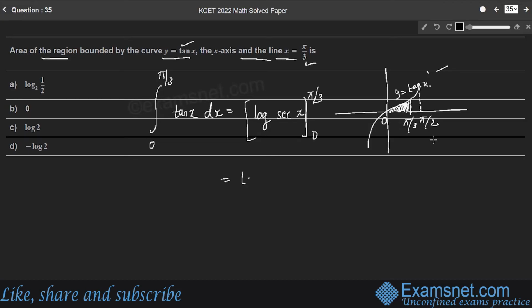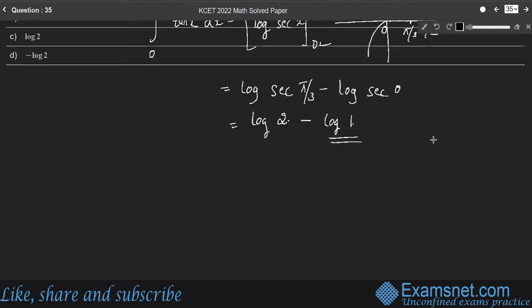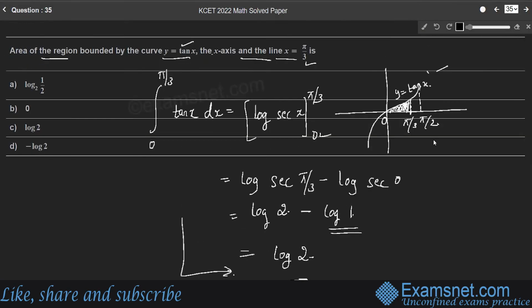So which is nothing but log secant x, where x is pi by 3 minus the other value is 0 for x, right? Log secant 0. So log secant pi by 3 is log 2, minus log secant 0 is log 1. Since log 1 is also 0, we'll get log 2 as the final answer, right? So log 2 is the area of the region bounded by the curve y is equal to tan x, this area. So option C is the right answer.